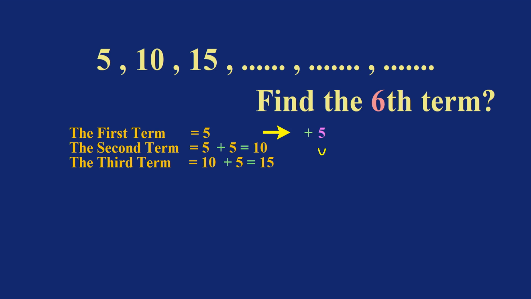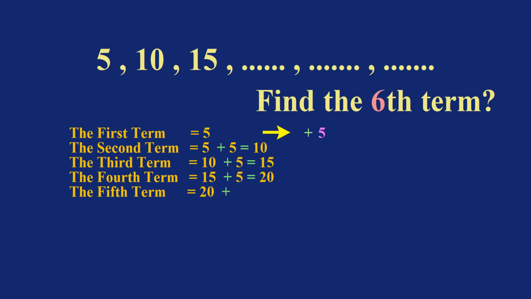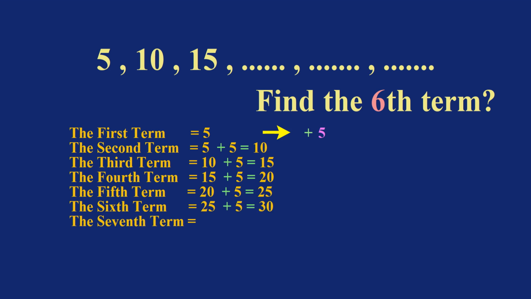and so on. We can get the fourth term by adding 5 to the third term. So the fourth term is equal to 15 plus 5, which equals 20, and the fifth term is equal to 20 plus 5, which equals 25. By the same method, we can get the sixth term, which equals 25 plus 5, which equals 30. And the seventh term is equal to 30 plus 5, which equals 35.